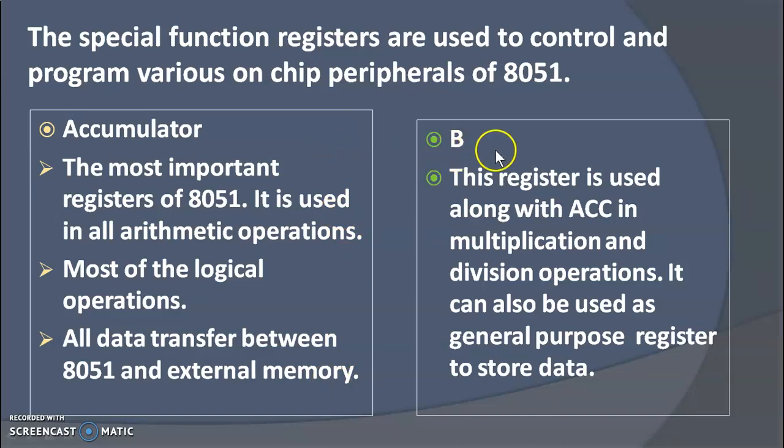Next one, register B. This is a general purpose register which can be used to store the data, but it is also used along with the accumulator register in multiplication and division operations. For performing multiplication and division operations, the data should be stored in accumulator and register B. The two data values should be stored in accumulator and the register B to perform multiplication and division operations.